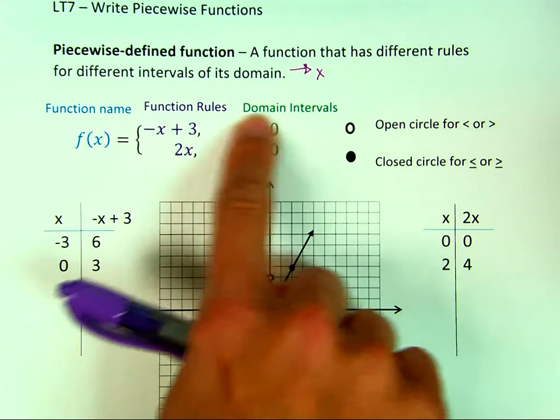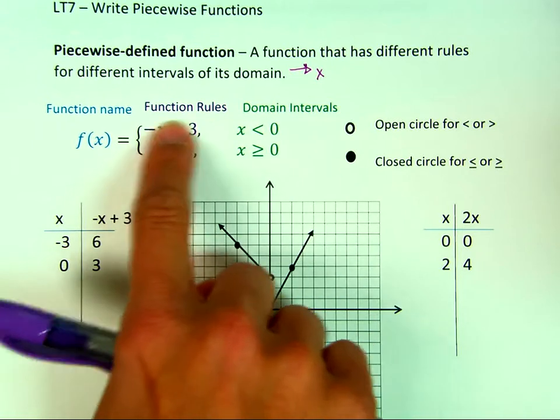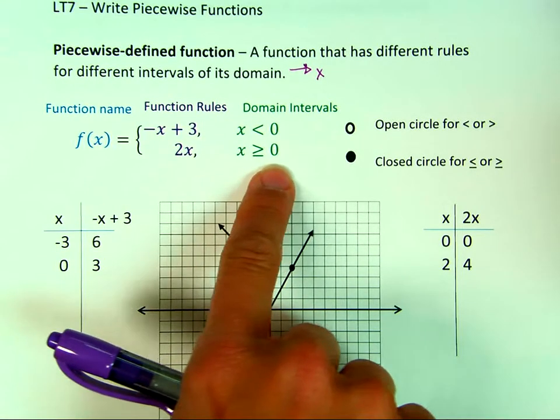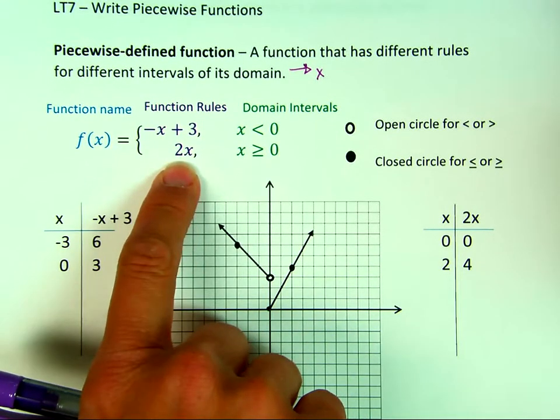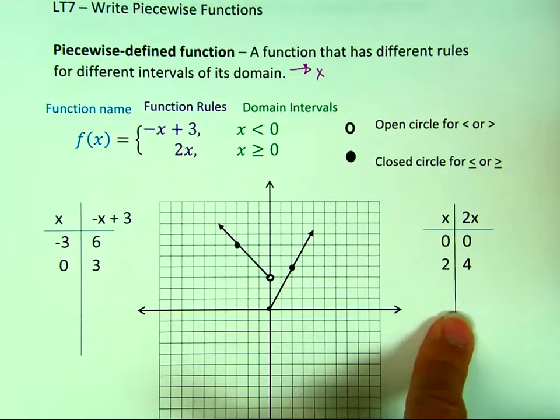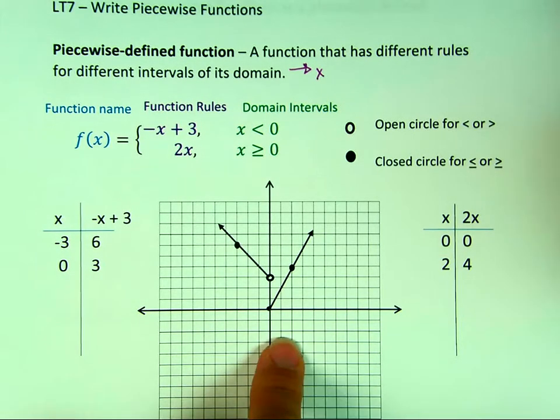I would only plug numbers that are less than 0 in for this rule. And then x is greater than or equal to 0. Those are the numbers I would plug in for this rule. I would make my table of points and I would graph it, and it would look like this.